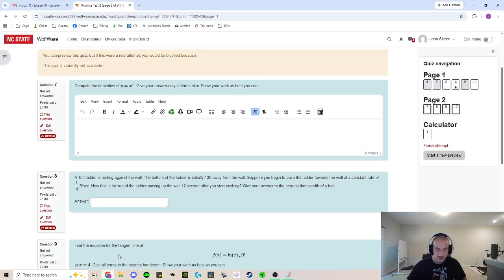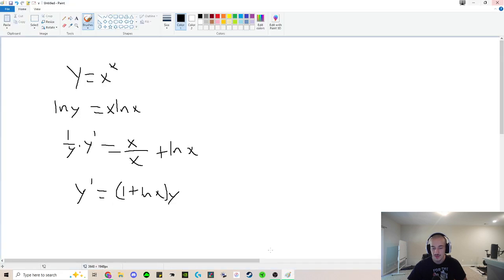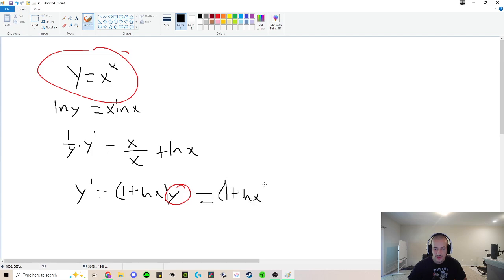And so now we're done, right? We finished the problem. Here it says give your answer only in terms of x. So now this is going to be a super easy way to lose points on the problem. We have to plug in y equals x to the x. So here we have y, but y equals x to the x. This is just going to be 1 plus ln x, right, times x to the x. And then now you're done.